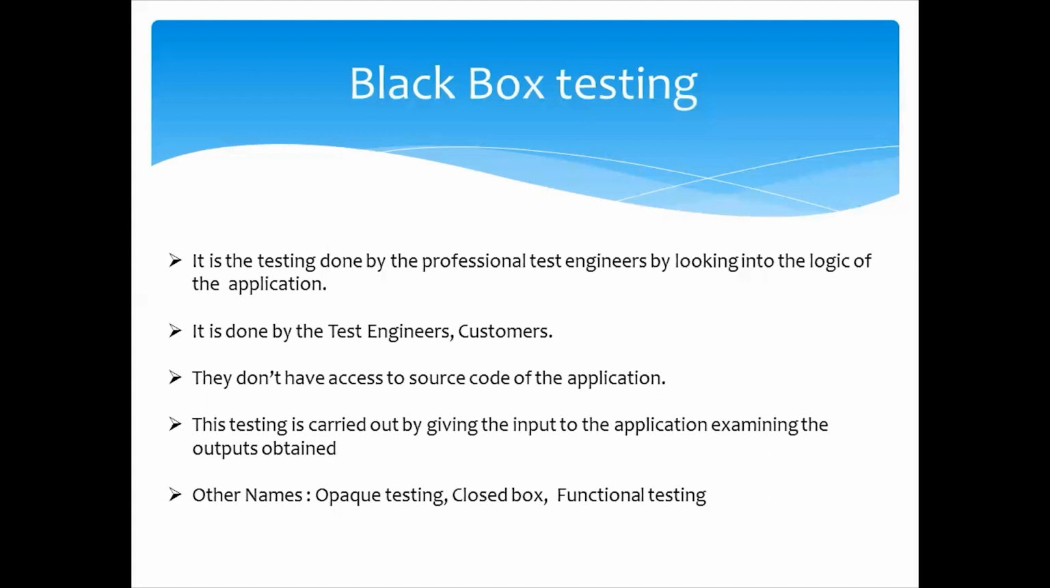The other names for black box testing are opaque testing and closed box testing. That means we don't have access to the source code, right? That's why we are calling it closed box testing. And the third one is functional testing. Here we completely provide inputs to the application, and we examine the outputs obtained, right? So that's why we are calling it functional testing.